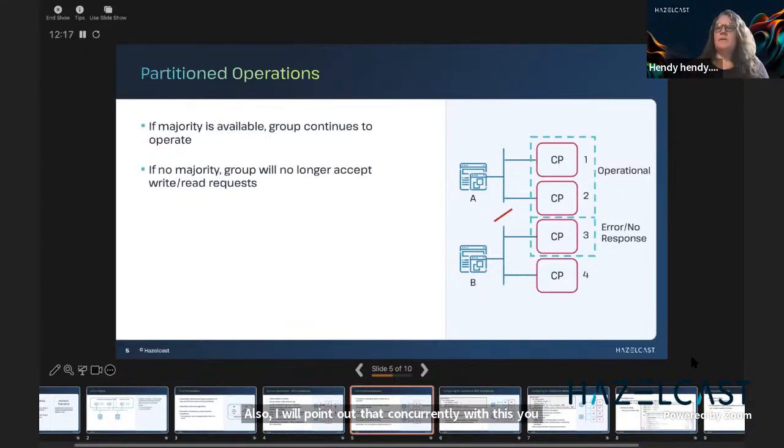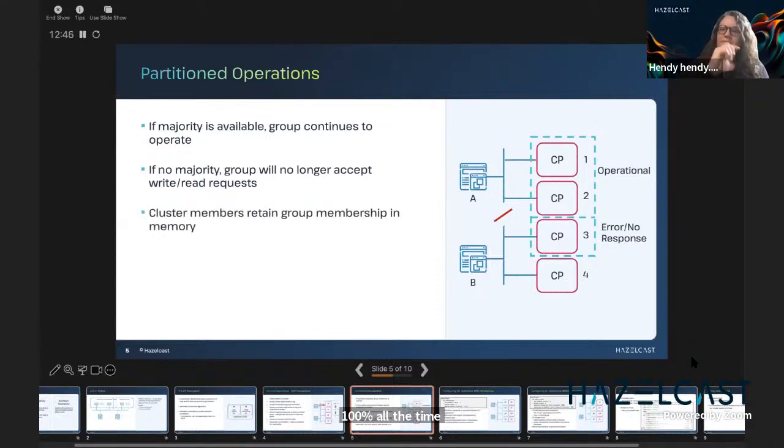Also, I will point out that concurrently with this, you still have your Hazelcast AP system. You still have your IMAPs. You still have all those other data structures in there. Those are still working. Everything is responding as normal under normal partitioned operations. It's just specifically the CP subsystem that is doing this, and all the data structures in the CP subsystem. So those concurrency primitives and your CP map, because you implemented those so that you can have consistency 100% all the time.